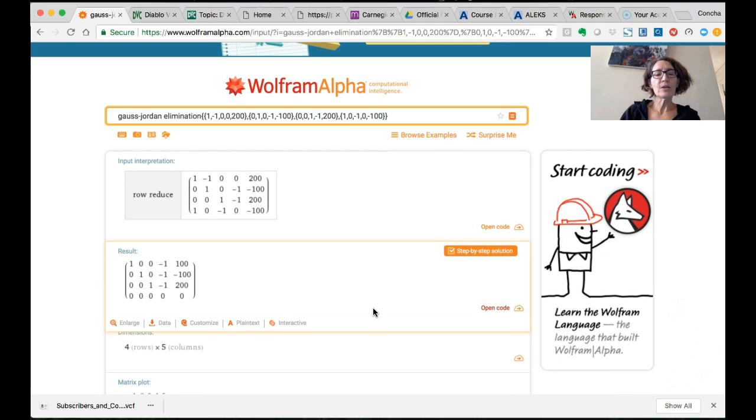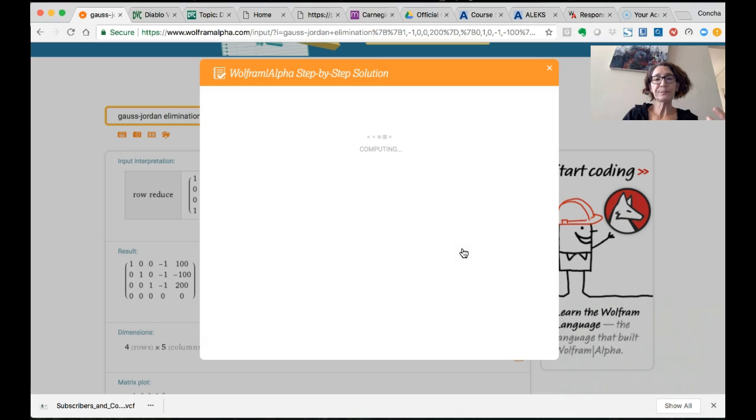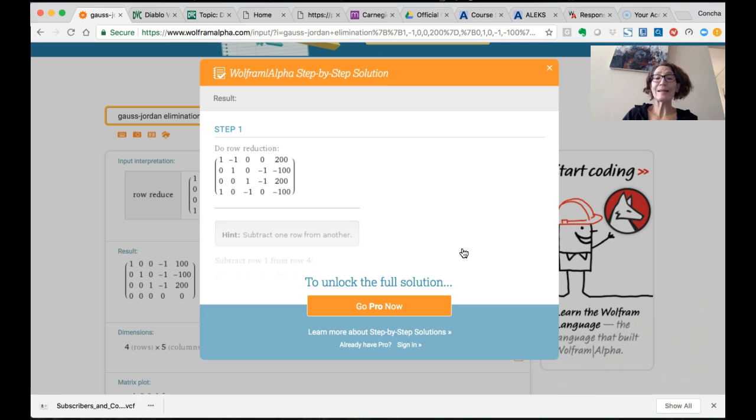So you can use this to check your answers. You can use this to do the row reduction for you, just so you don't waste any time, because it's a very mistake-prone process. Notice that there's a little button for step-by-step solution. If I click on that, it's actually not going to give me the step-by-step solution. It's going to tell me I can pay for it.